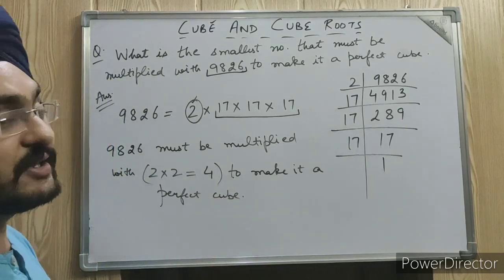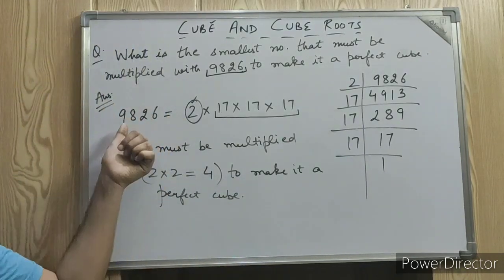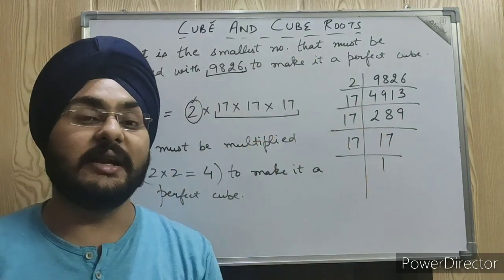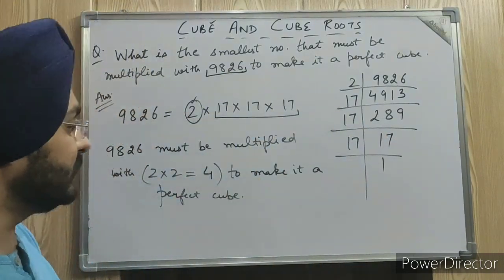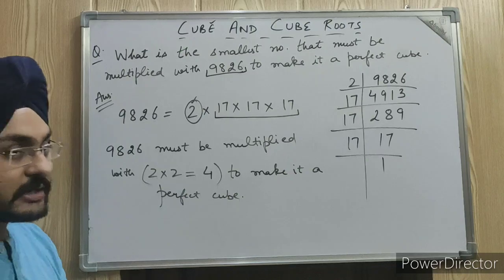You can check the answer as well. You can verify this. Multiply this 9826 with 4 and you will find out that it is a perfect cube. So now again I am explaining the same thing.